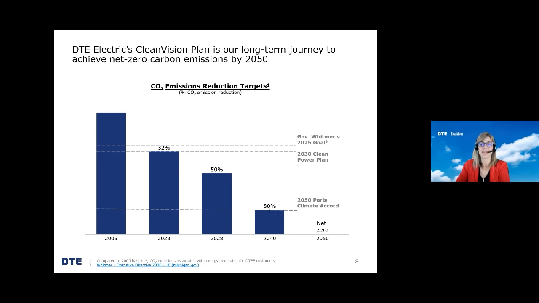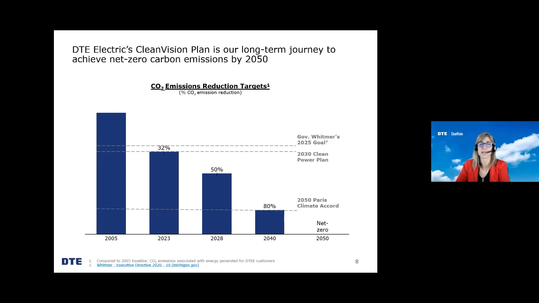So DTE believes that climate change is one of the defining public policy issues of our time, and we're committed to getting as clean as we can, as fast as we can, while taking reliability and affordability into account. We were one of the first utilities in 2017 to announce carbon reduction targets, and since then we've updated those targets 3 times. As you can see on page 8, DTE Electric's net zero goal includes reducing carbon emissions 50% by 2028, 80% by 2040, and ultimately net zero by 2050. We have a clear line of sight to that target of 80% by 2040.